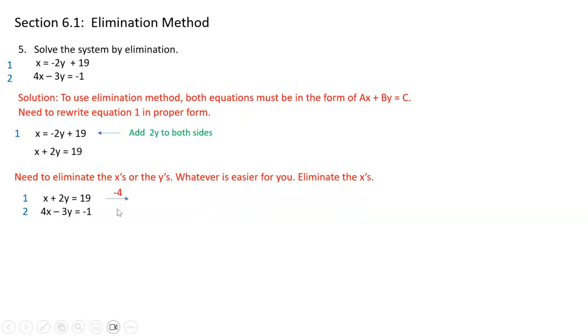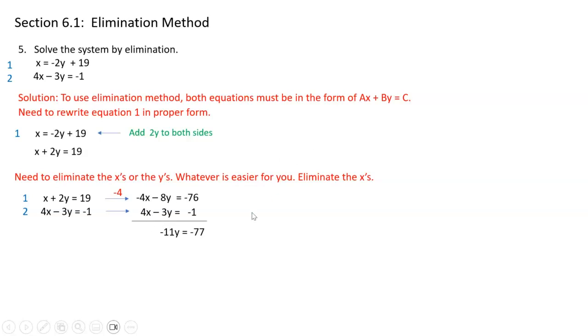So negative 4 times x will give me negative 4x. Negative 4 times positive 2y will give us a negative 8y. And negative 4 times 19 will give us a negative 76. And equation number 2, all we do is slide it over. Now we combine them, right? Or add the 2 equations. So we get, these will be eliminated, the x's.